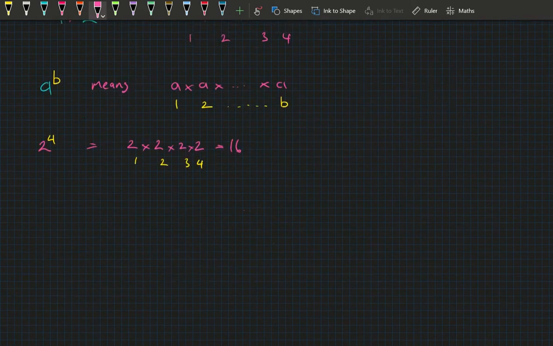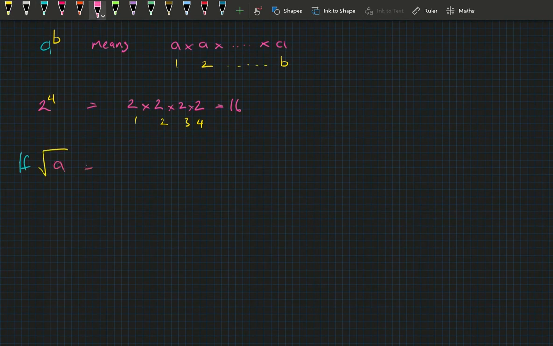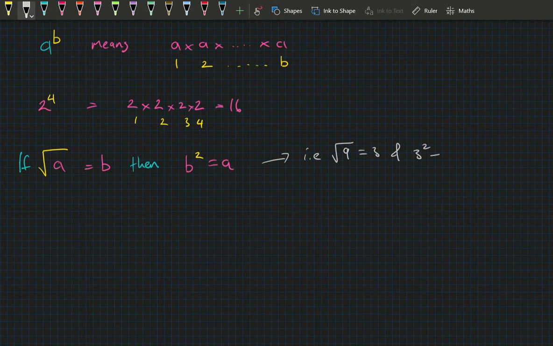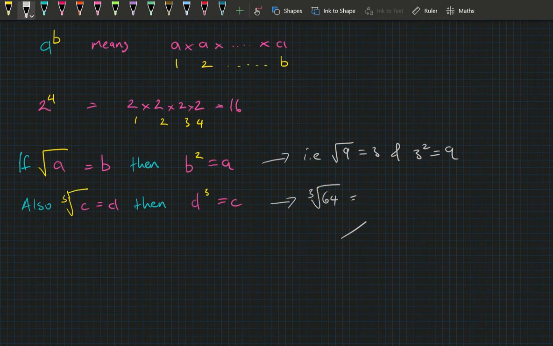So if the square root of a equals b, that simply means b squared is equal to a. One example is the square root of 9 is 3 and 3 squared is 9. Other than square roots, we've also got these things called cube roots. So if the cube root of c equals d, then d cubed equals c. A good example of that is the cube root of 64 equals 4 and 4 cubed equals 64.